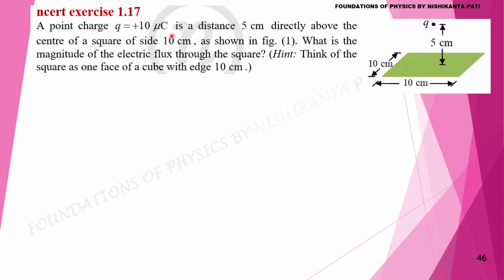A point charge is at a distance of 5 cm above a square, of side 10 cm by 10 cm. What is the magnitude of flux through the square? This square can be considered as one of the 6 surfaces of a cube.